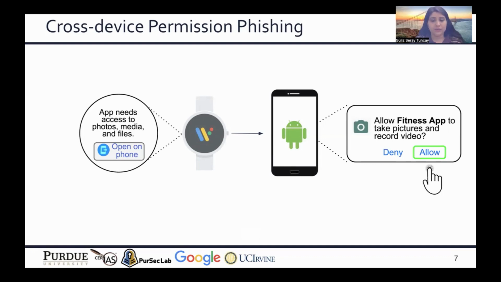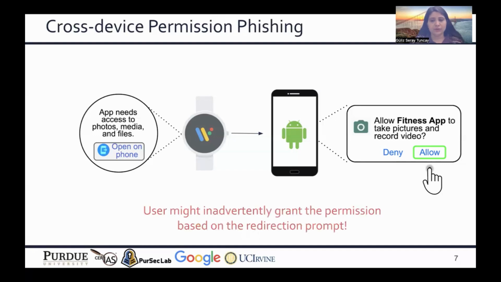Alternatively, the adversary can mention in the redirection prompt the need for a permission that was previously granted by the user, counting on the knowledge that prior user research shows that users will be highly likely to re-grant the permission. So utilizing these tricks, the adversary can get the user to inadvertently grant the permission, and the user, as they have not read the second prompt, will be unaware of what's going on.